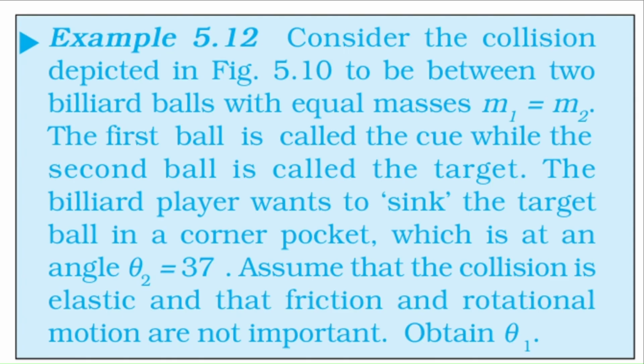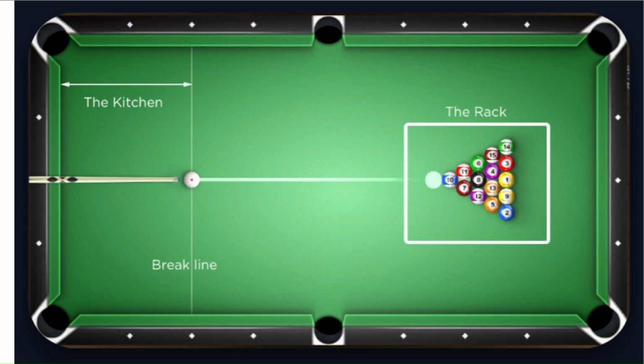The first ball is called the cue, while the second ball is called the target. The billiard player wants to sink the target ball in a corner pocket, which is at an angle of theta 2, 37 degrees, let's say. Assume that the collision is elastic and that friction and rotational motion are not important. Then we have to find theta 1. This is the game about which the question is.